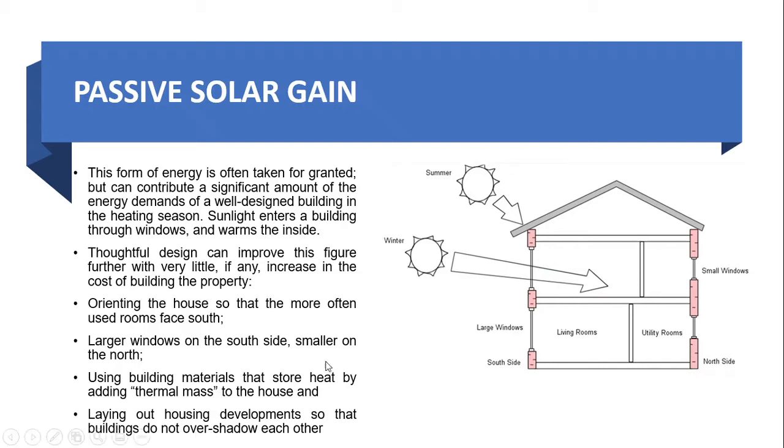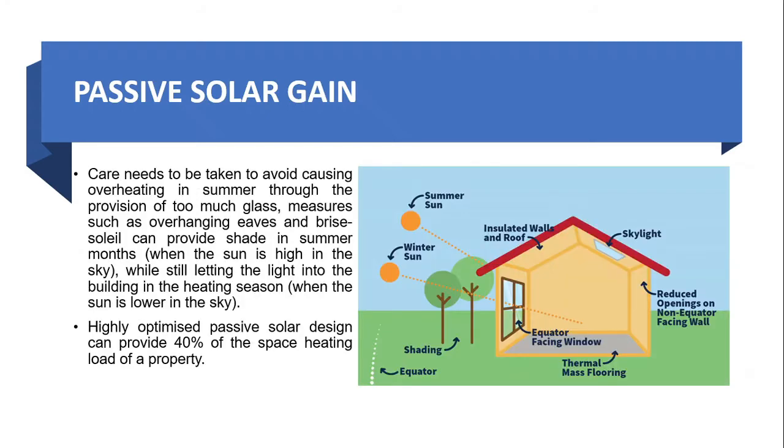That's why these points are all about how we can use the passive solar energy to gain heat within the building. And this point, laying out housing development so that the buildings do not overshadow each other, comes when we are designing the urban space so that houses are not placed close enough that they are overshadowing each other. Even though there are such examples which we can easily find in our surroundings in which there is not enough space, especially in the walled city, the houses are actually overshadowing each other and there is no solar energy, no sunlight coming into the houses.